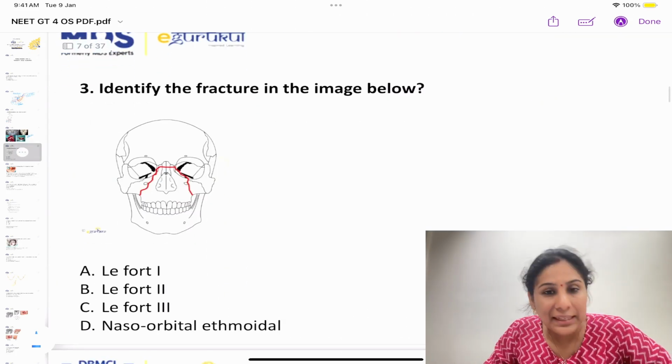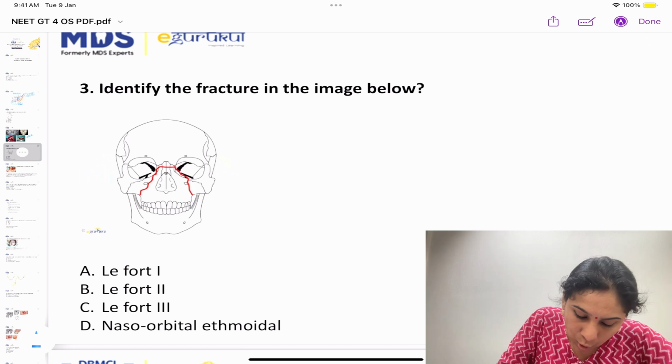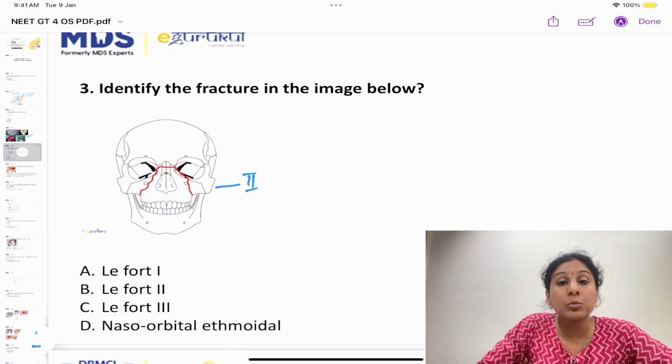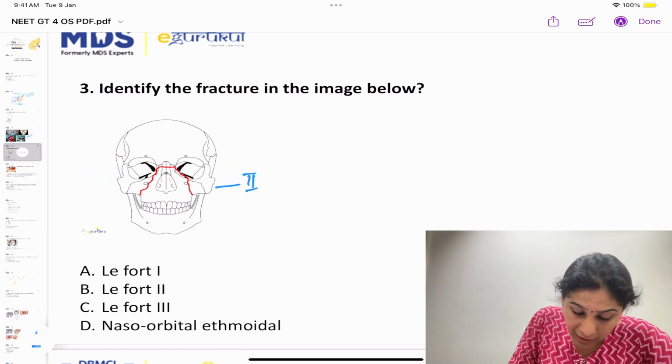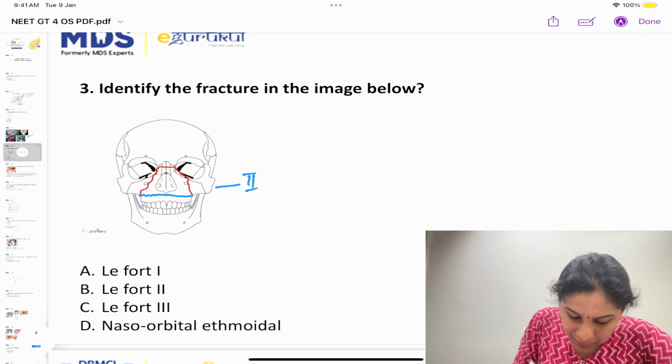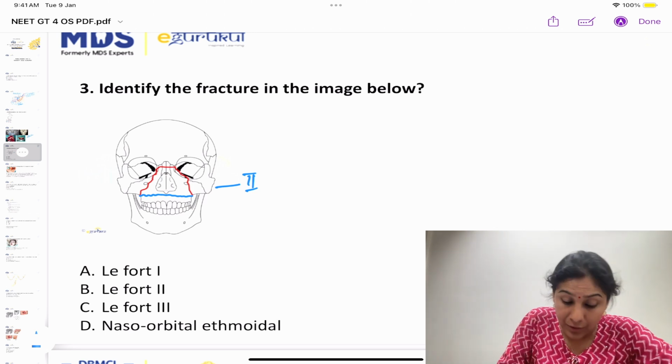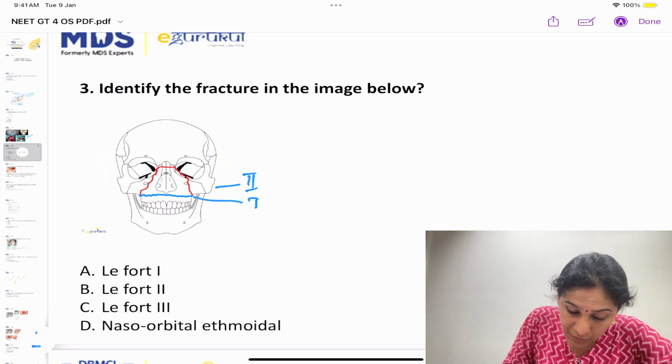Identify the fracture in the image below. I am not even discussing this. We all know it's a LeFort-2. I am sure most of you have marked it correctly. If the line of fracture was something like this, a Guerin or a dento-alveolar region fracture, it was LeFort-1. This pyramidal shaped fracture is LeFort-2.